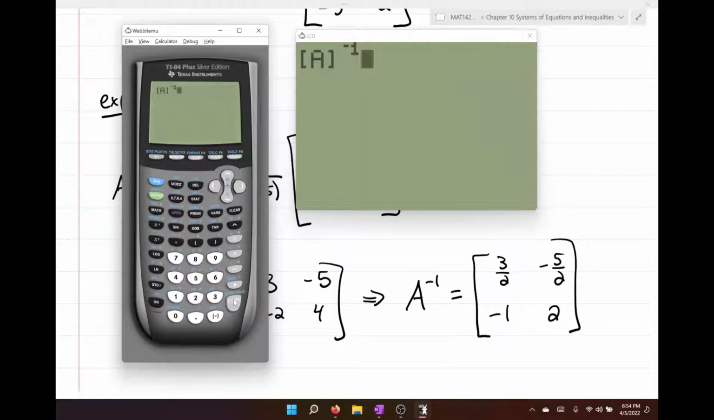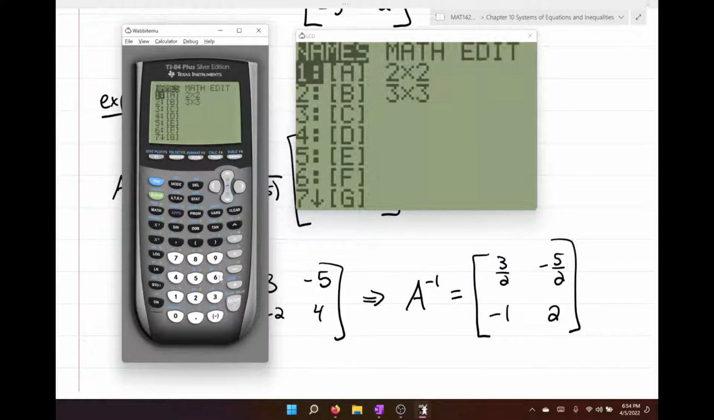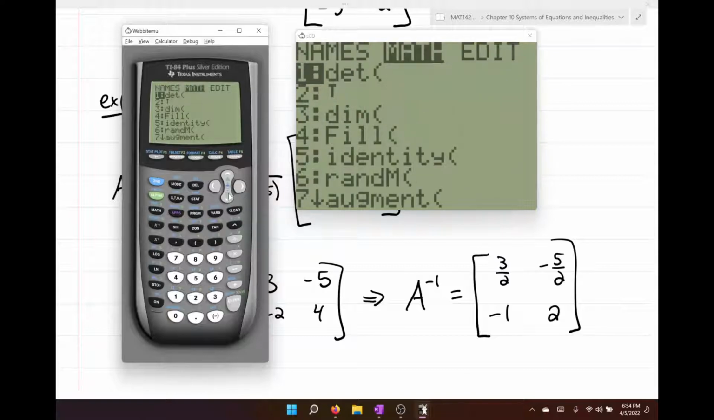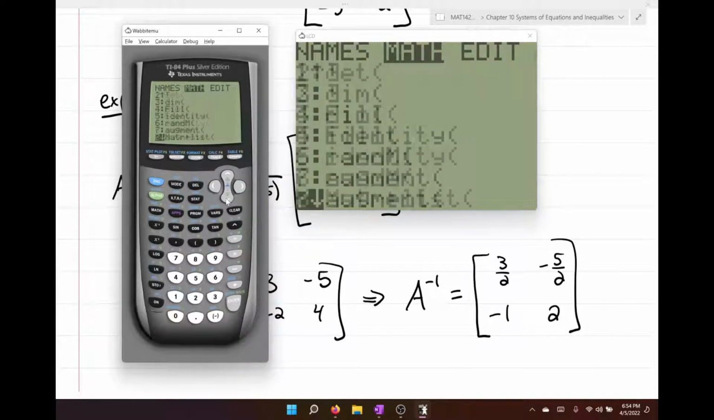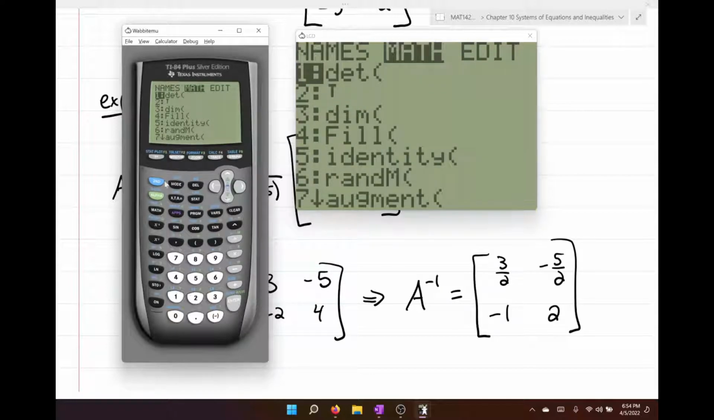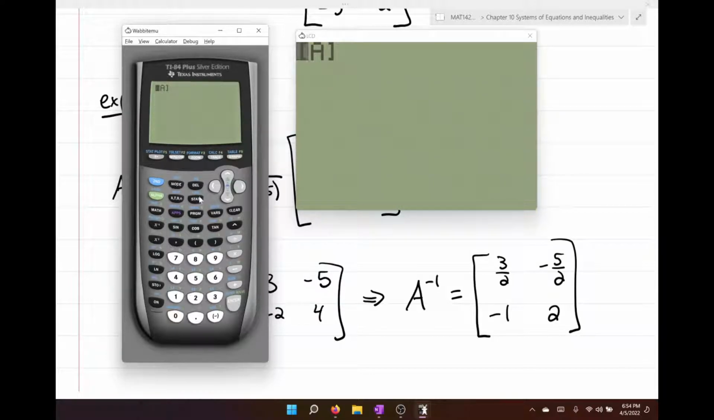All right? Or, matrix. You can go back to that matrix menu, click over to math. And do they still do this? I don't know. Sometimes they do, sometimes they don't. Depends on the calculator. Nope. They no longer provide that. So that's fine. We're just going to use the inverse button right here and just click enter.